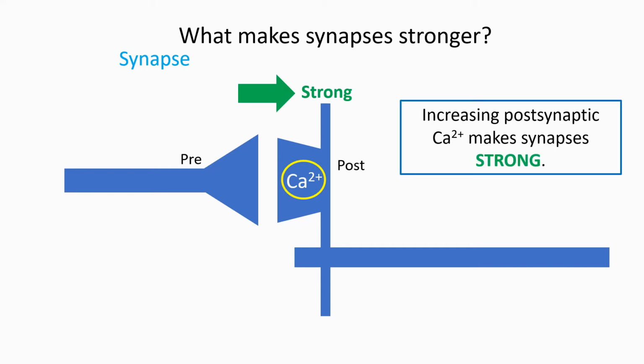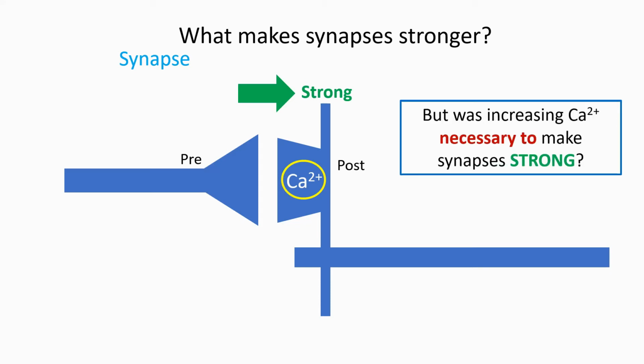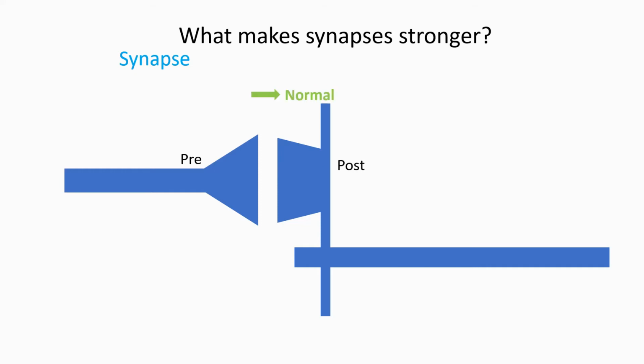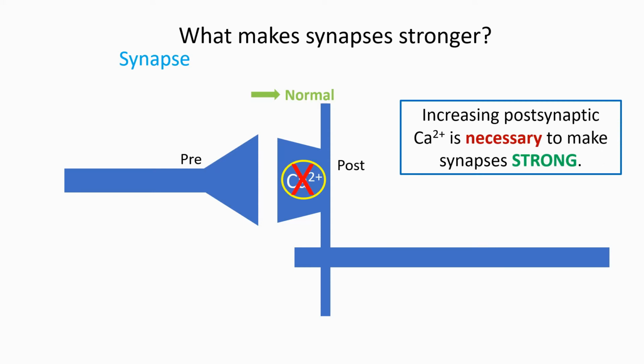This indicated then that increasing postsynaptic calcium does make synapses strong. But was the increasing calcium necessary to make synapses strong? To determine whether or not a rise in postsynaptic calcium was necessary to make synapses strong, they did the experiment they had done before in exactly the same way, except that they prevented intracellular calcium in the postsynaptic side from increasing. After they repeated the experiment, they found that indeed the synaptic strength remained entirely normal. That is, that increasing postsynaptic calcium is necessary to make synapses strong.